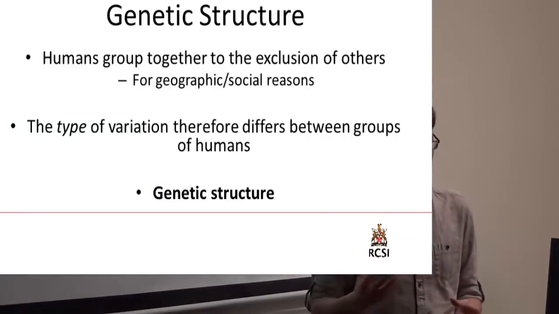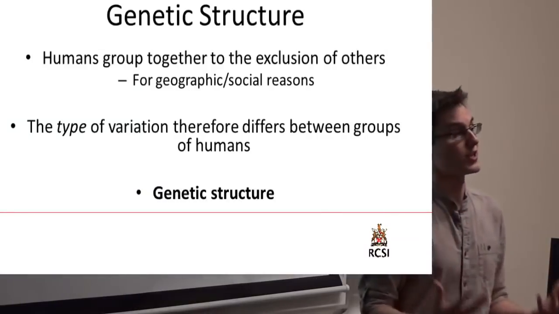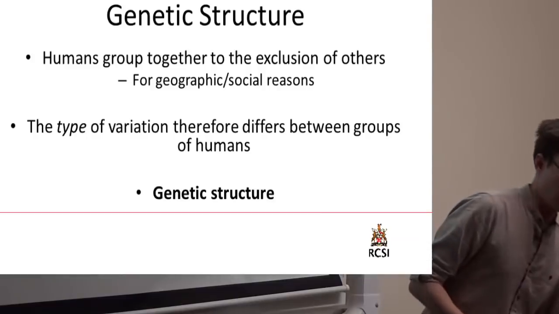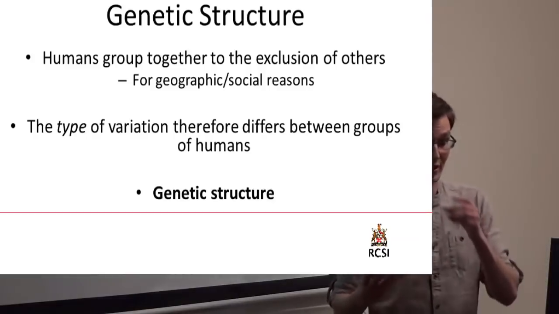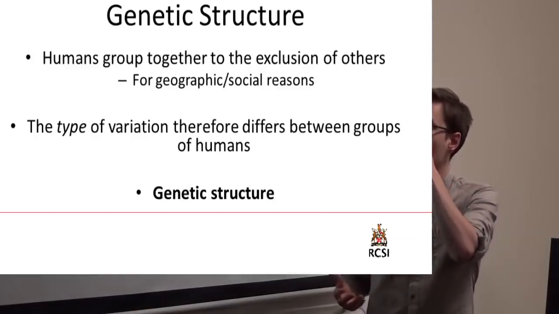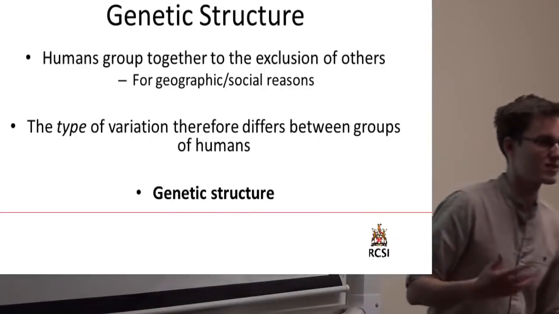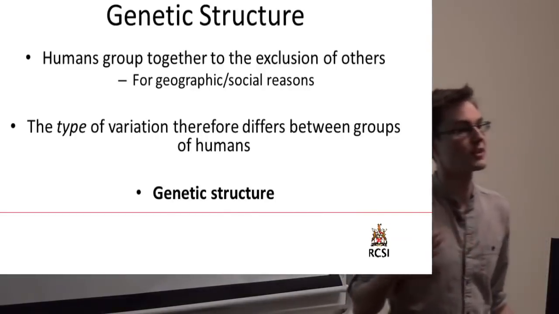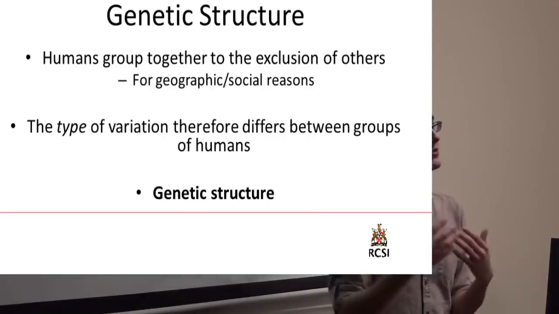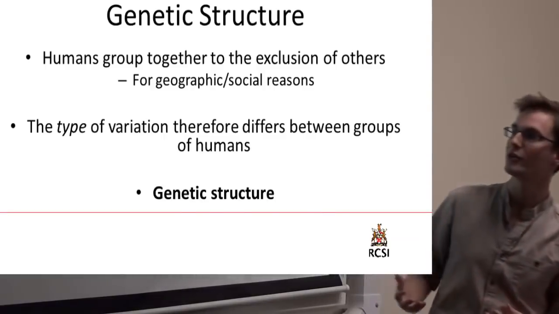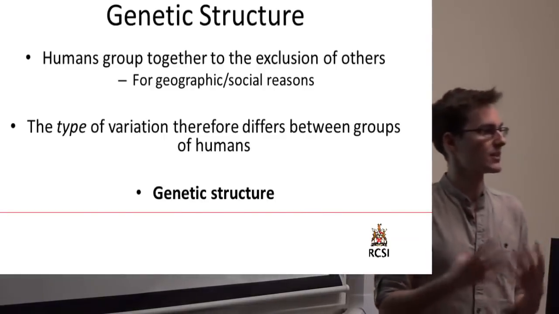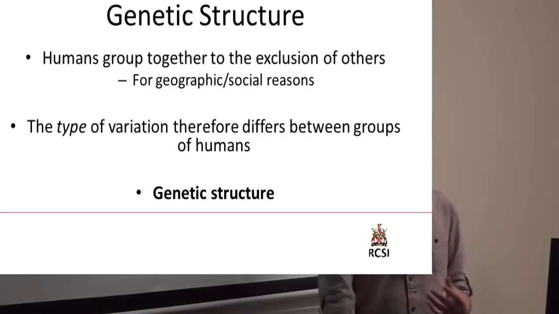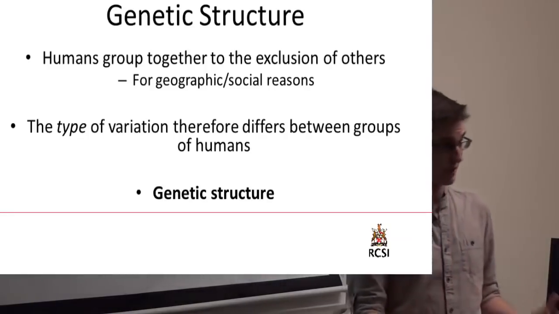So as well as modes of inheritance and population genetics in general, I'm going to be talking a lot about genetic structure. So genetic structure is simply the stratification of individuals based on their genetics. And this is because humans tend to group together to the exclusion of other groups. This may be for sociological reasons, or it may simply be because of geographic reasons.